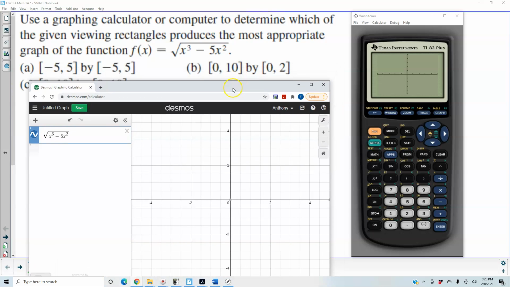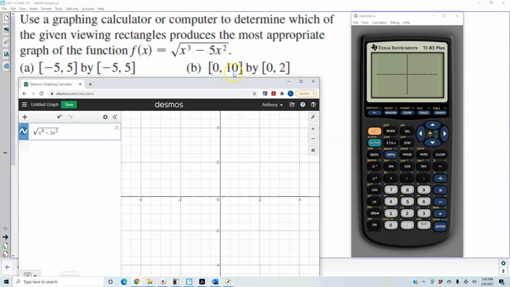Now let's take a look at what the graph is going to look like with this dimension. When we look at the viewing rectangle for part B, it's going to go from 0 to 10. And then the minimum is 0 for y, going to 2. And so let's graph. So we can see this graph.